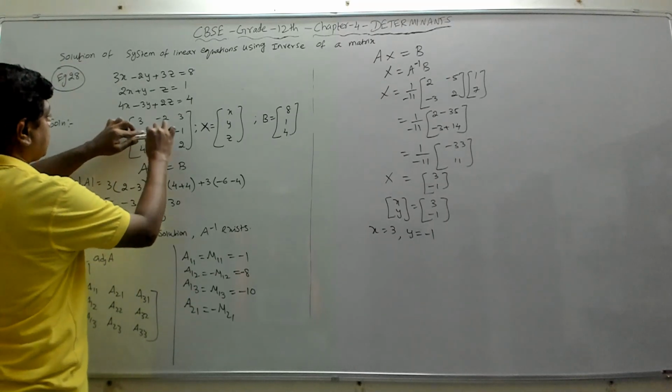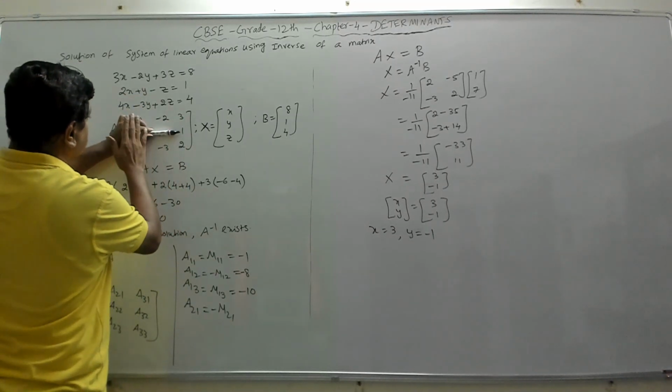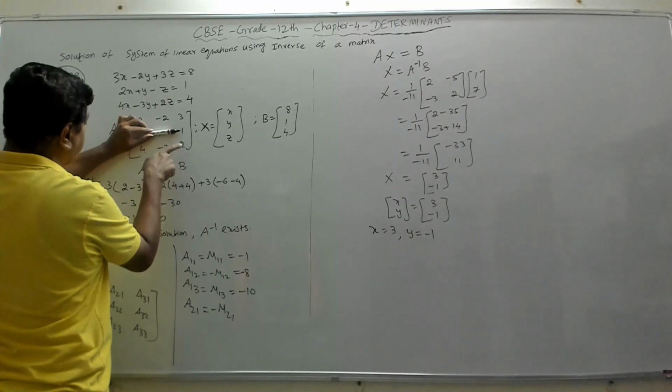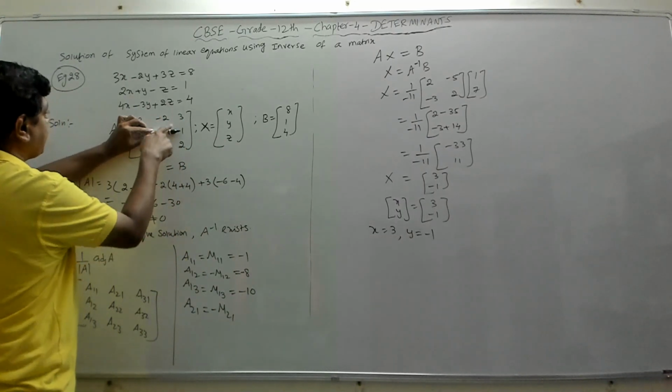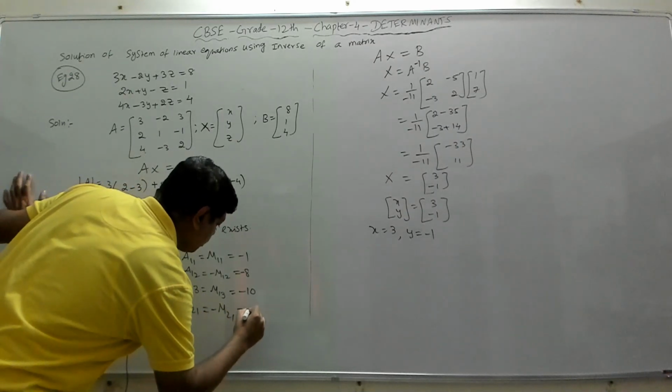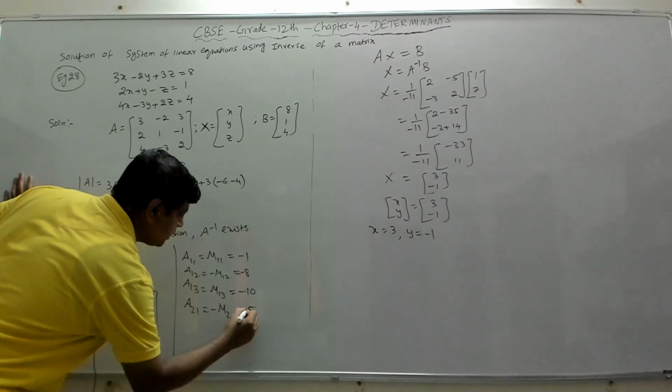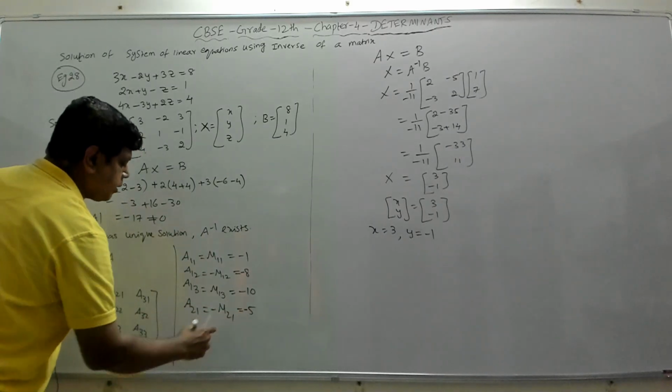Minor of this element. So this will be closed, this will be closed. This is closed, this is closed. Minus 2 into 2 is minus 4, minus 3 into 3 is plus 9. So minus 4 plus 9 is 5. There is a minus here, so it will become minus 5.